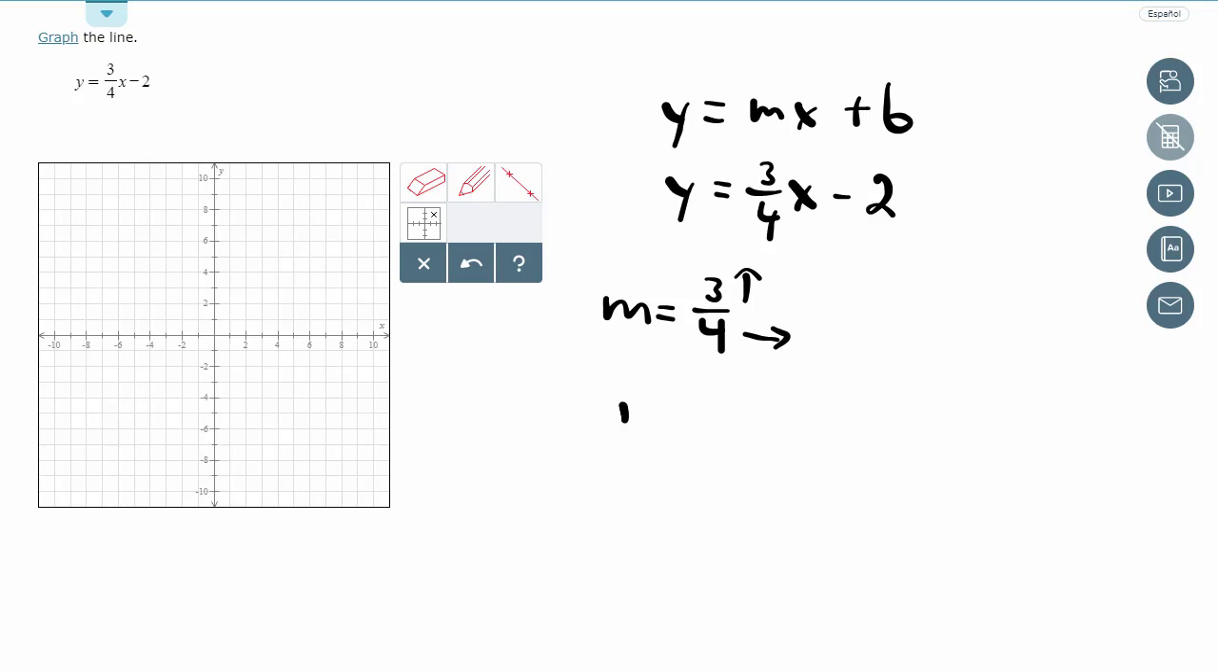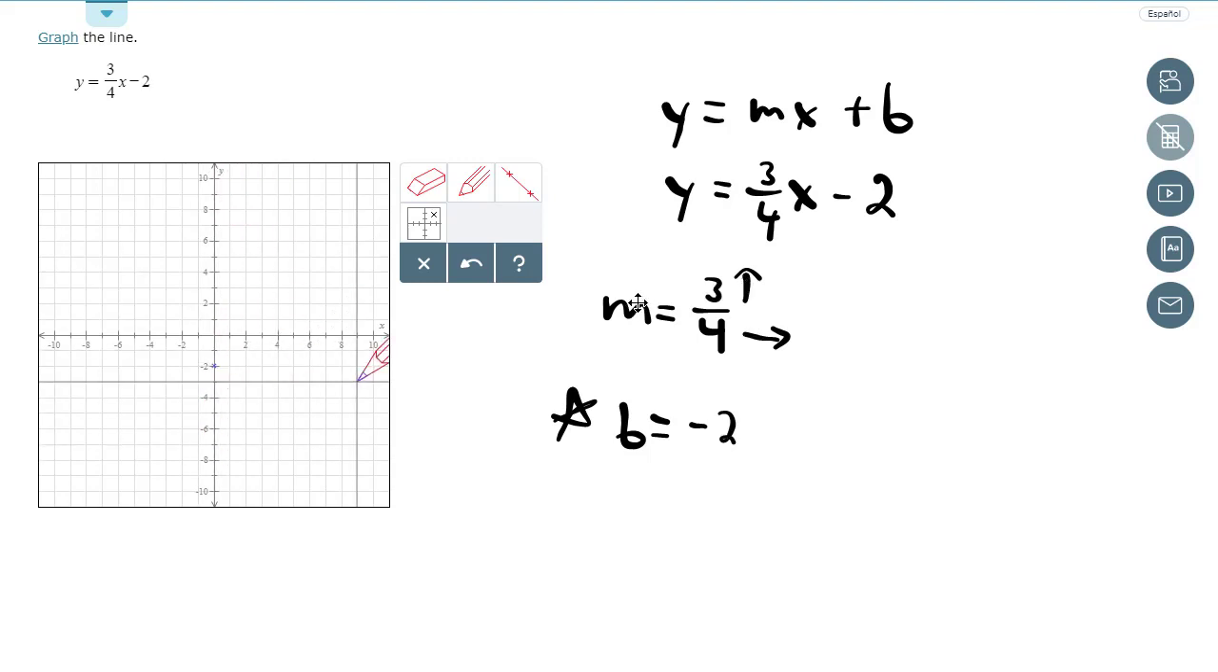And then I'm going to identify the y-intercept, which is this number here. In this case, it's a -2. So always take into account the sign in front of your number. And we're going to start with this on the y-axis. So I'm going to go to the number -2 on this axis, the y-axis, and put a point there.